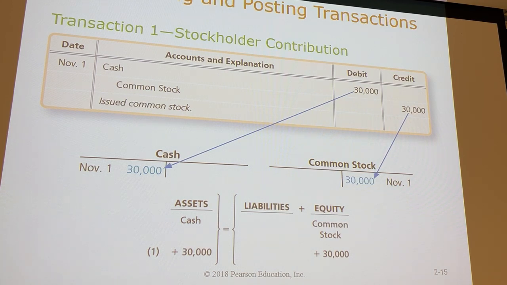Now notice that if it's a credit entry, like we're making to common stock here, the date goes on the credit side as well. So in that case, the date's going over to the right-hand side. The date doesn't always go on the left. The date goes on whichever side you're putting the dollar figure on.